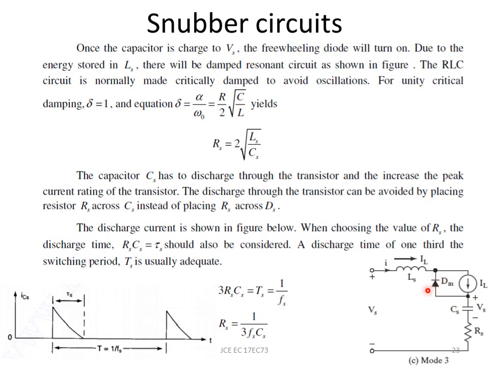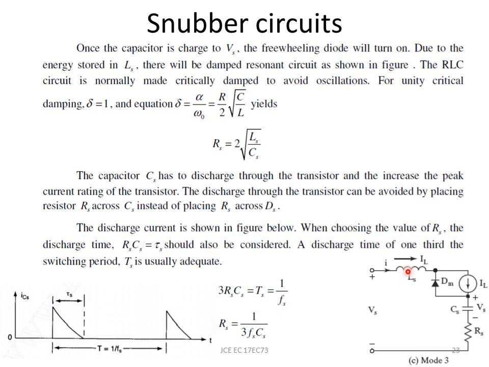Due to the energy stored in Ls, and some energy stored here as well, there will be a damped resonant circuit as shown. So you get a damped current that will start to discharge through DM. The RLC that is formed, with R, C, and L, is normally made critically damped to avoid any oscillations. We don't want any oscillations; we want it to smoothly become off.